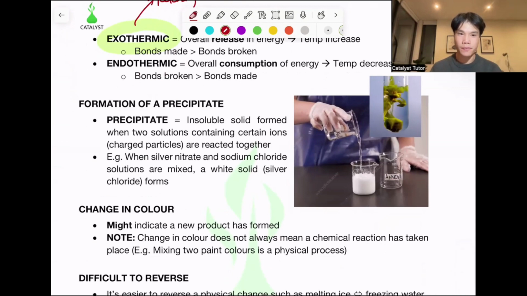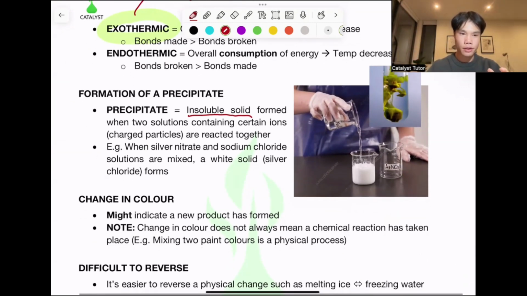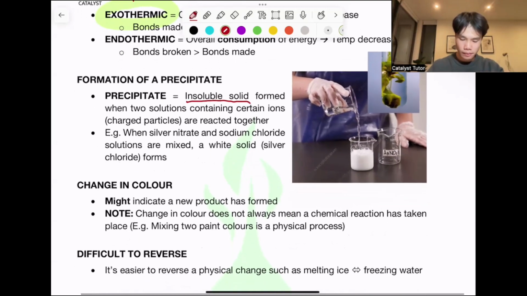Formation of a precipitate. Again, usually a pretty good sign, one of the stronger ones. So a precipitate, to define it, is an insoluble solid formed when you mix two solutions together that contain ions. And today we'll cover when you will and won't make these precipitates. It's to do with solubility. We'll talk on it some more.